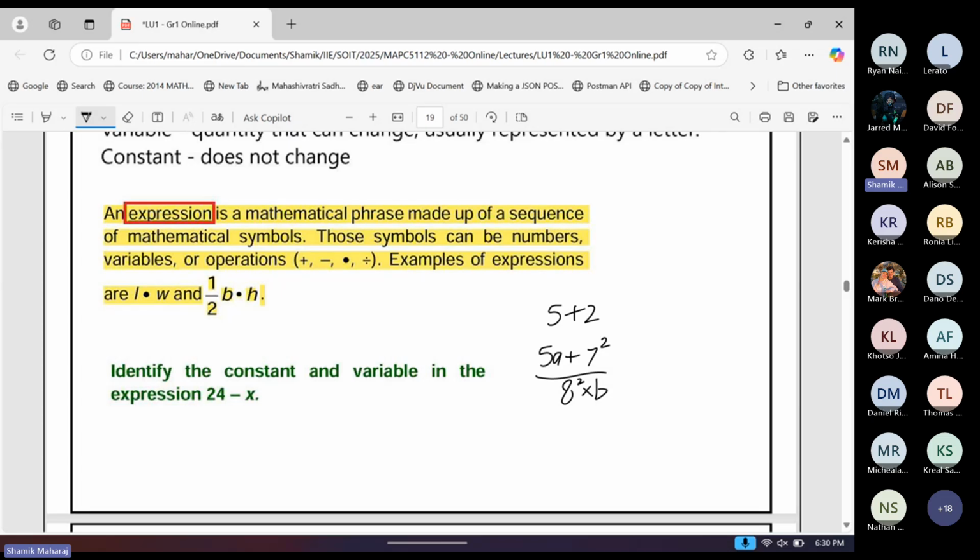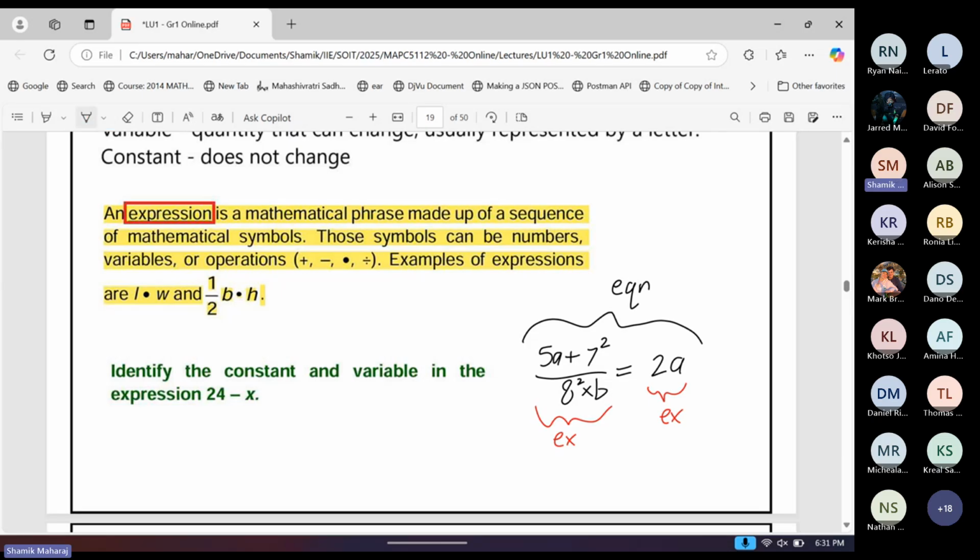But if I take this, let me delete the first one, if I take this example and say equals 2a, now this is an equation. So this entire thing is an equation. And if I look at each individual side of the equals sign, this here is an expression. This here is also an expression. So expressions are usually the things you find on either side of an equals sign.